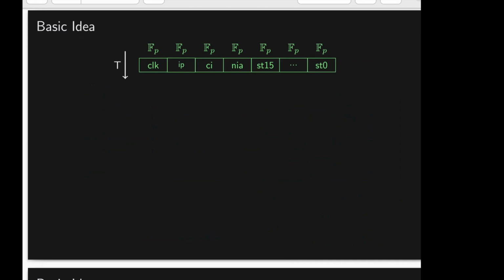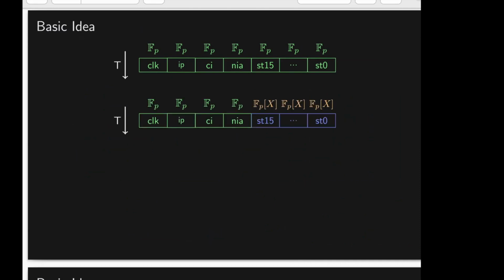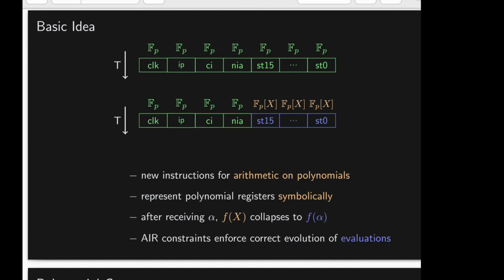And we're going to modify this idea. Now, some of our registers are still constrained to being finite field elements, but other registers can be univariate polynomials over this finite field. And we want to prove the correct evolution of this state. This allows us to use arithmetic on polynomials, which is strictly more powerful than arithmetic on scalars. So it has potential here.